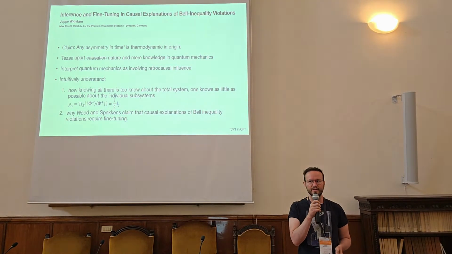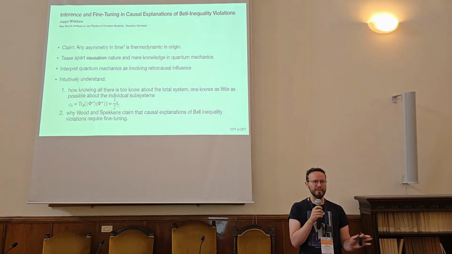Hi. Test. Hi. I want to start with a claim. The claim is that any asymmetry in time is thermodynamic in origin. You might already accept this. You might disagree for specific reasons. If you have never thought about this, take it for the sake of a presentation.